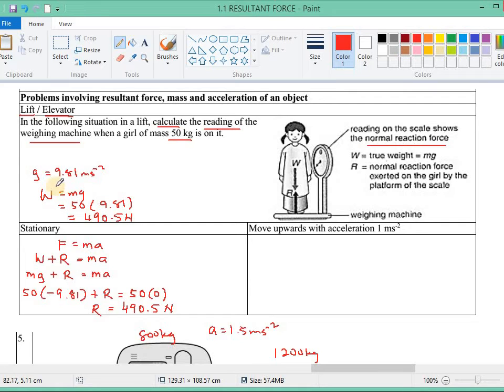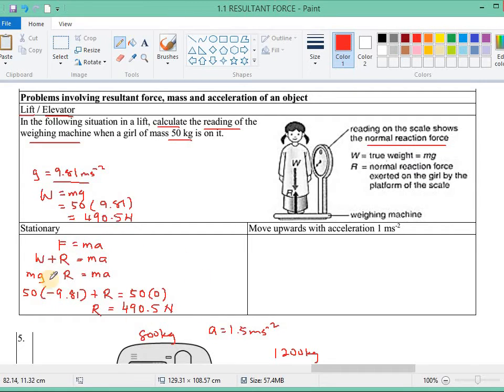So first thing is, what is the weight of the girl? To calculate the weight, this is something we already learned in Form 4: weight equals mass times gravitational acceleration. The gravitational acceleration, we always take as 9.81 meters per second squared. The mass is 50, so the weight of the girl will be 490.5 newton downward. If you put this as negative, you will get negative, because usually the downward direction we put as negative.